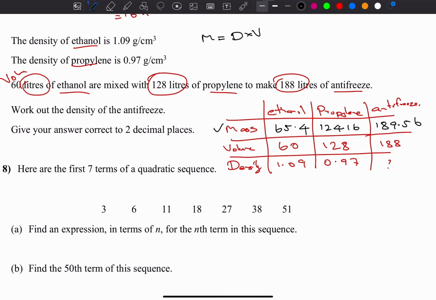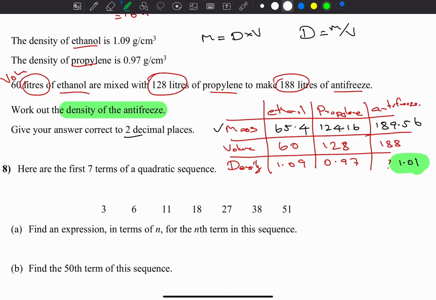And then you want the density. So what is the formula of density? Is mass divided by volume. Which will make it 1.008. But you want it to 2 decimal places. So you look at the 8 and round it up. So 1.01, and that's your answer. Because they want density of antifreeze. Okay. Just circle the answer so they know that's the answer.